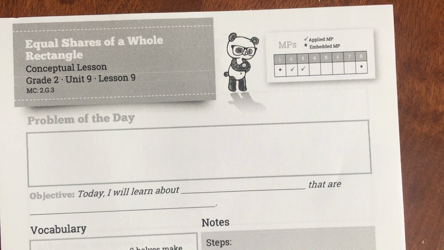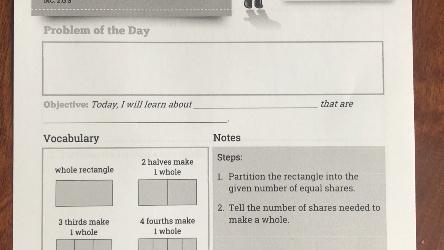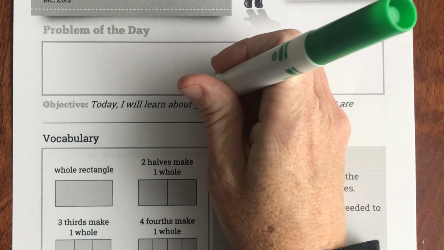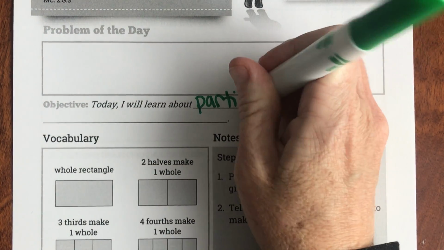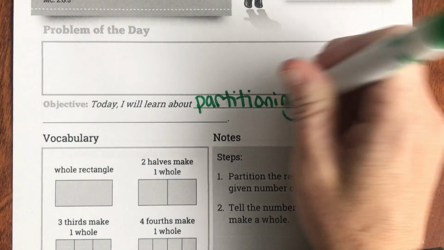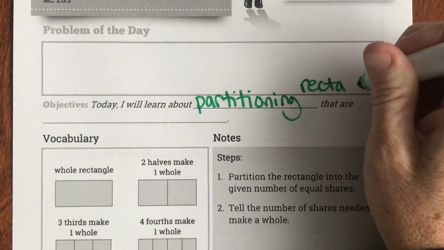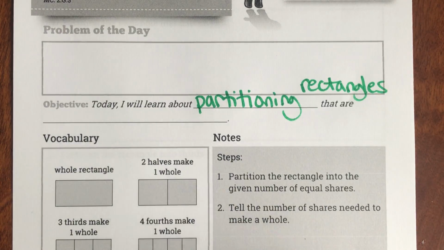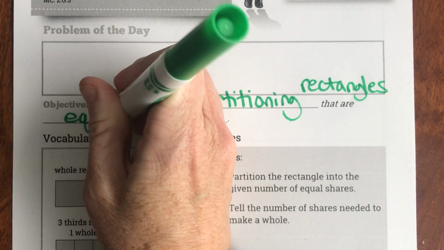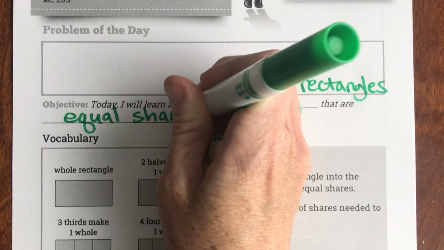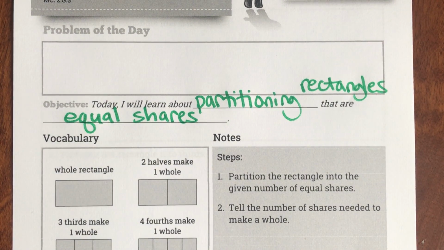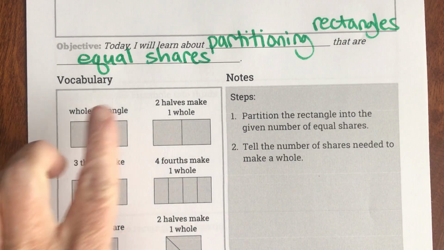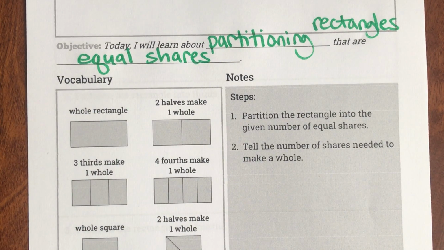Okay, today we're on page 39 in your student journal. So if you can open your student journal to page 39. And our objective or our goal for today is today I will learn about partitioning. And remember, partitioning means cutting. Partitioning rectangles that are equal shares. Okay, and they give us in our vocabulary section some descriptions of what this looks like, just so we can refer back to that.